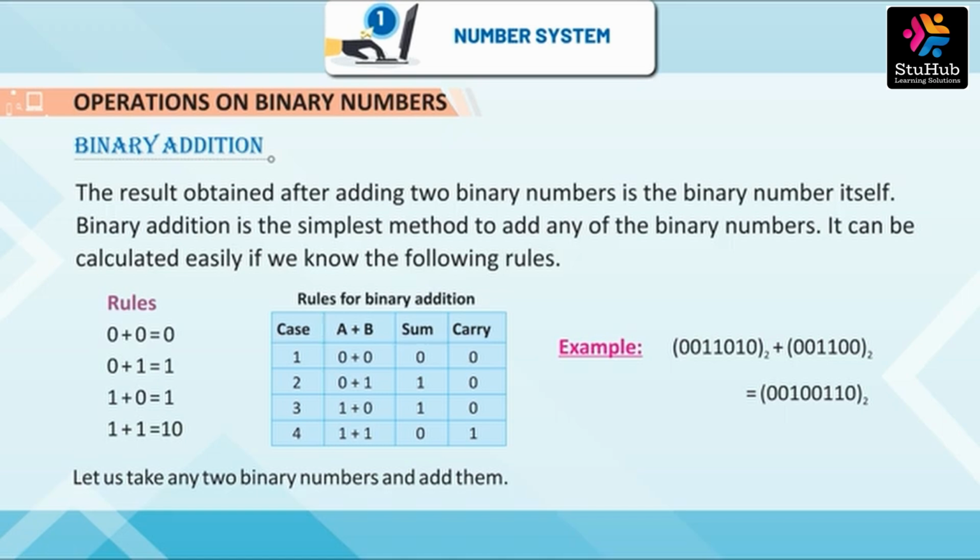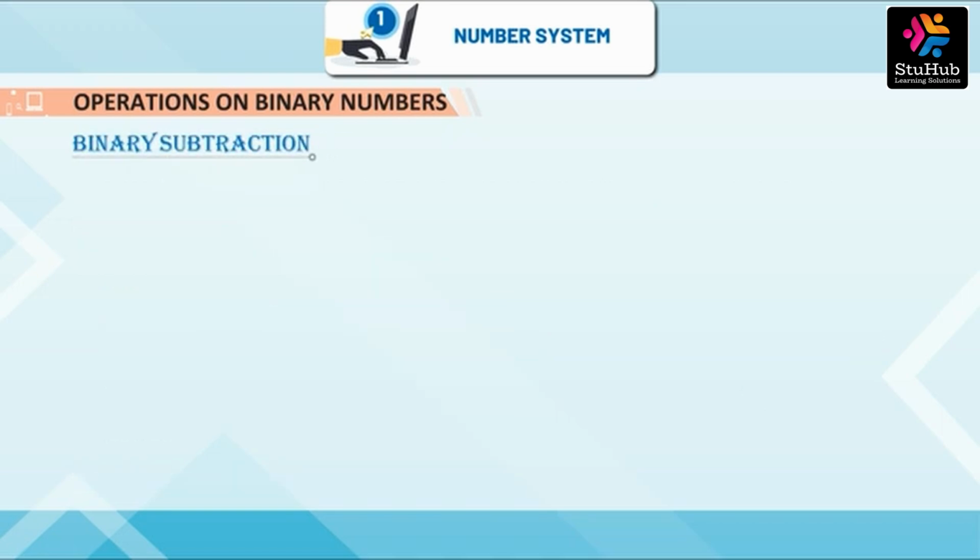00111010 with base 2 plus 001100 with base 2 is equal to 00100110 with base 2.